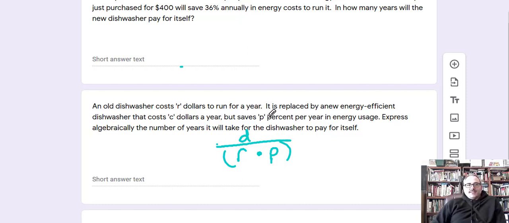All right. I should have written this differently. You do something like this. I'll accept whatever you do, as long as you got R times P in here underneath something, we're going to be good. If you use a different variable here, it doesn't matter. But that's this expressed algebraically. It's the old cost to run per year times the savings percent per year in energy usage saved, and then this number gets divided by that.